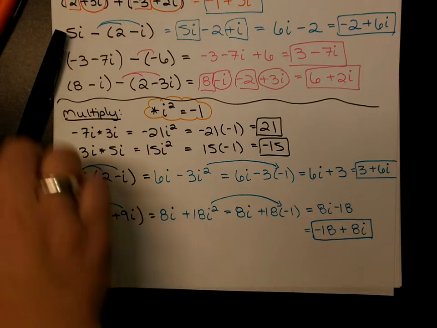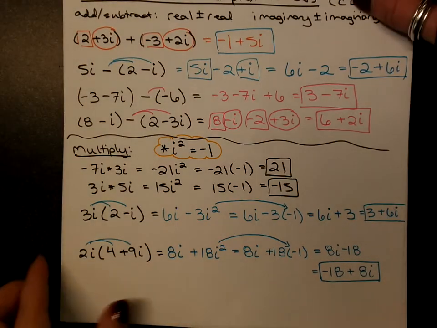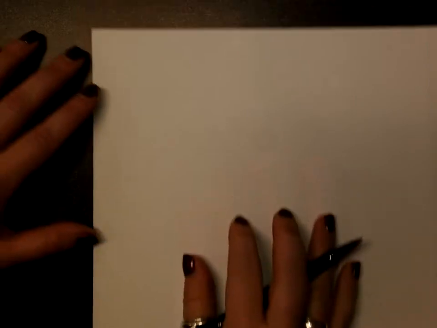So that's simple multiplying. Now we're going to get into binomial multiplication. I'm out of room, so I'm going to switch pages here. This is when you have to FOIL.